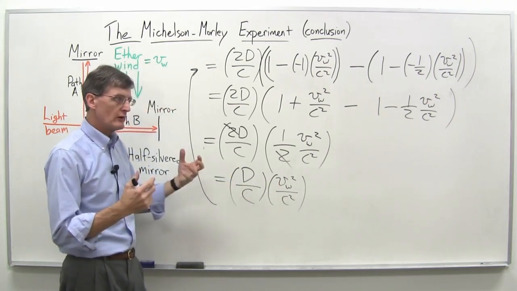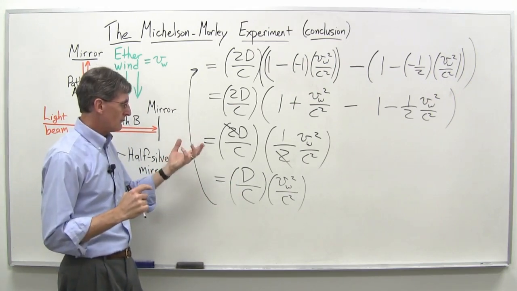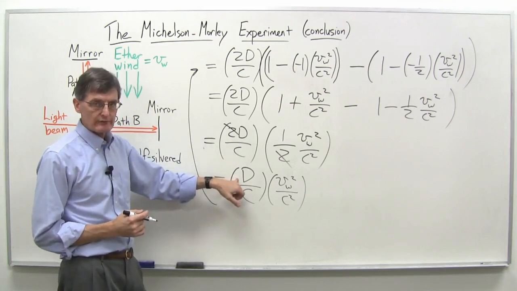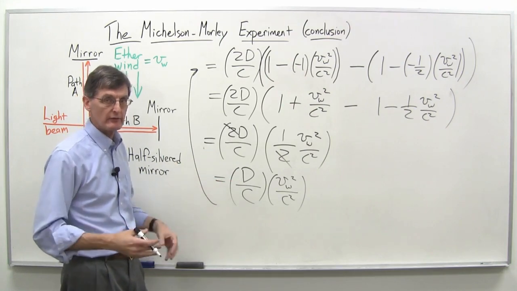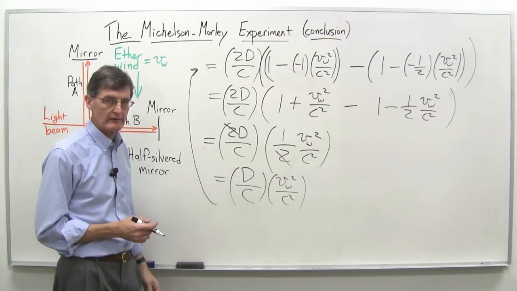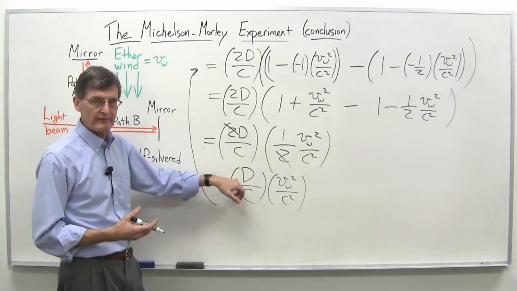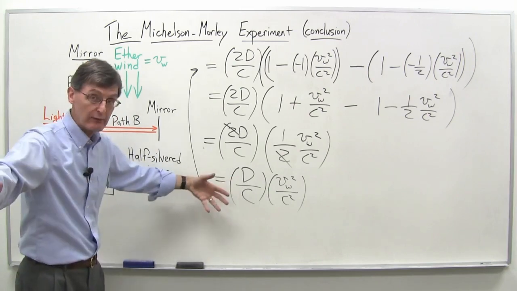Well, if you actually put in some numbers here, what would you get? In the most famous version of the Michelson-Morley experiment, D was 11 meters. Okay? 11 meters, that's more than 30 feet, 33, 35 feet, something like that. Just to give you an idea, if you think in terms of feet rather than meters, 11 meters, that's pretty big. And you might ask, did they really have a table that big?